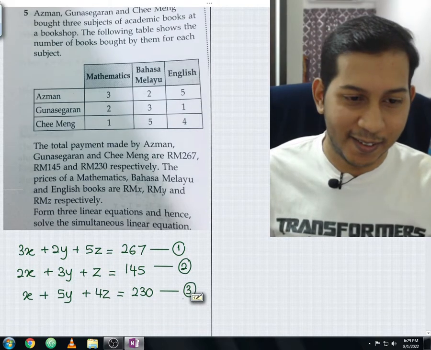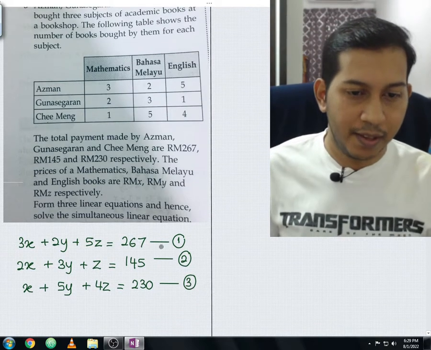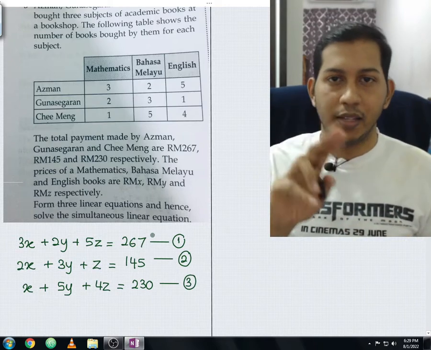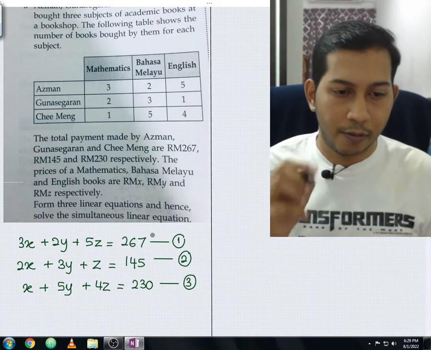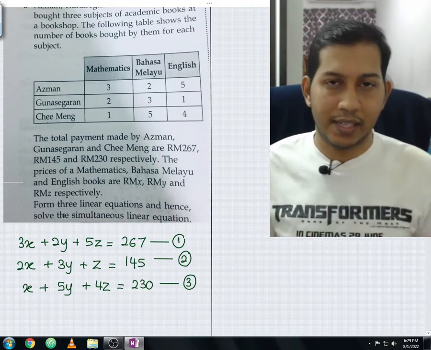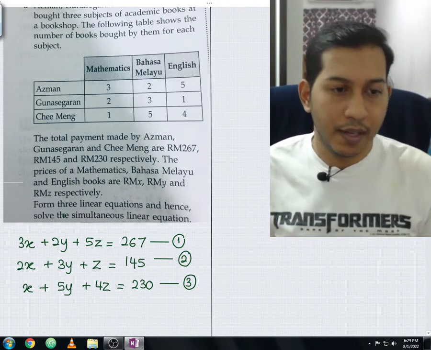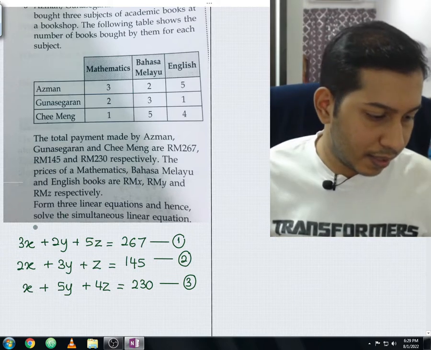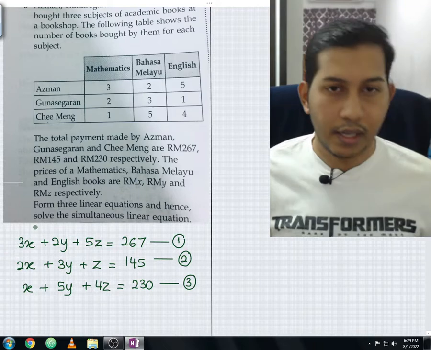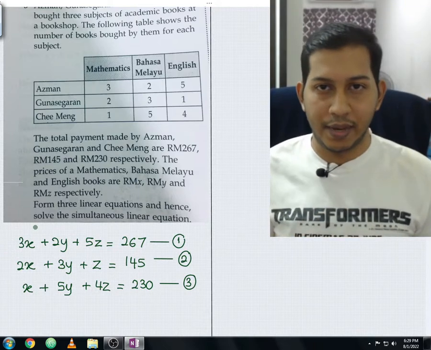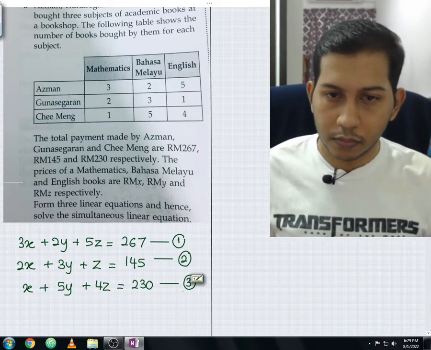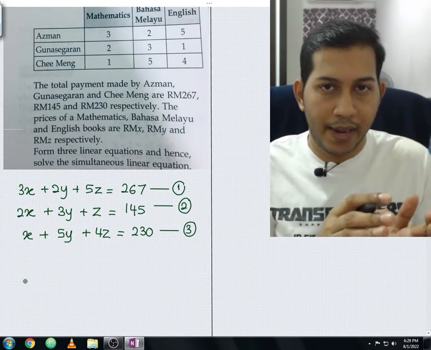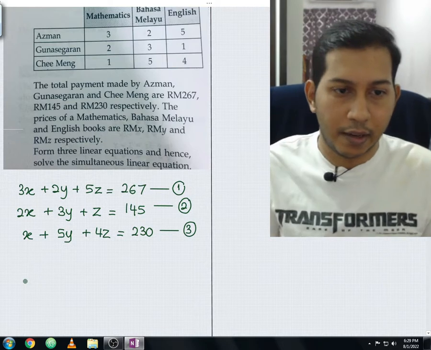Once you're done with this step, you can proceed to the next step, which is reducing from 3 variables into 2 variables. Which variable you want to eliminate first, it is up to you. I leave it to your preference. You can choose any variable you want, but in this case, I'm going to choose the Z variable to eliminate. So our next step will be reducing from 3 variables to 2 variables. Let me write down in our working here.